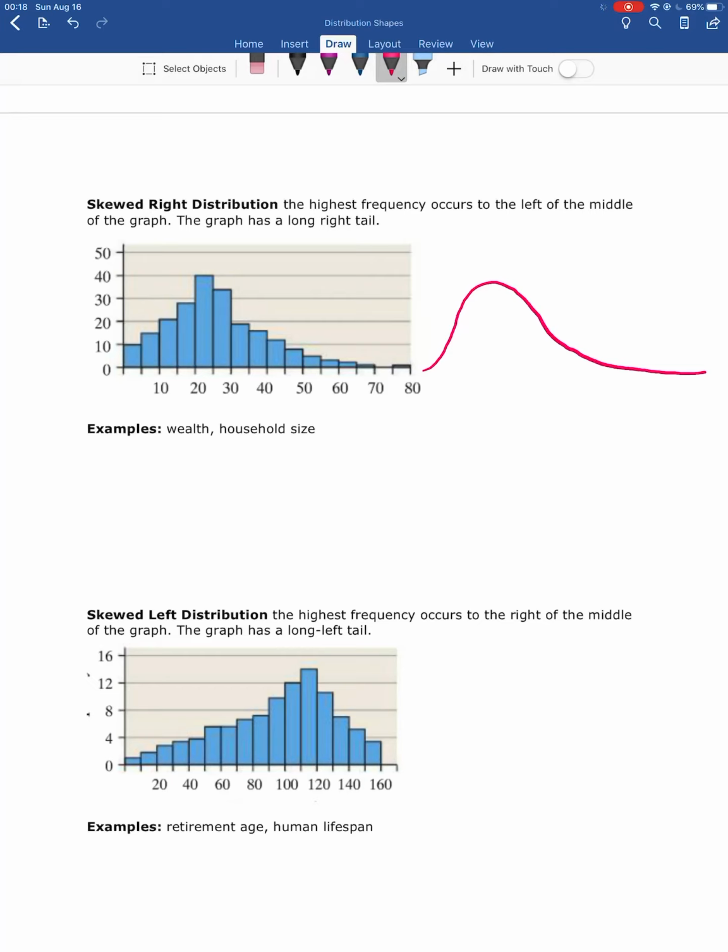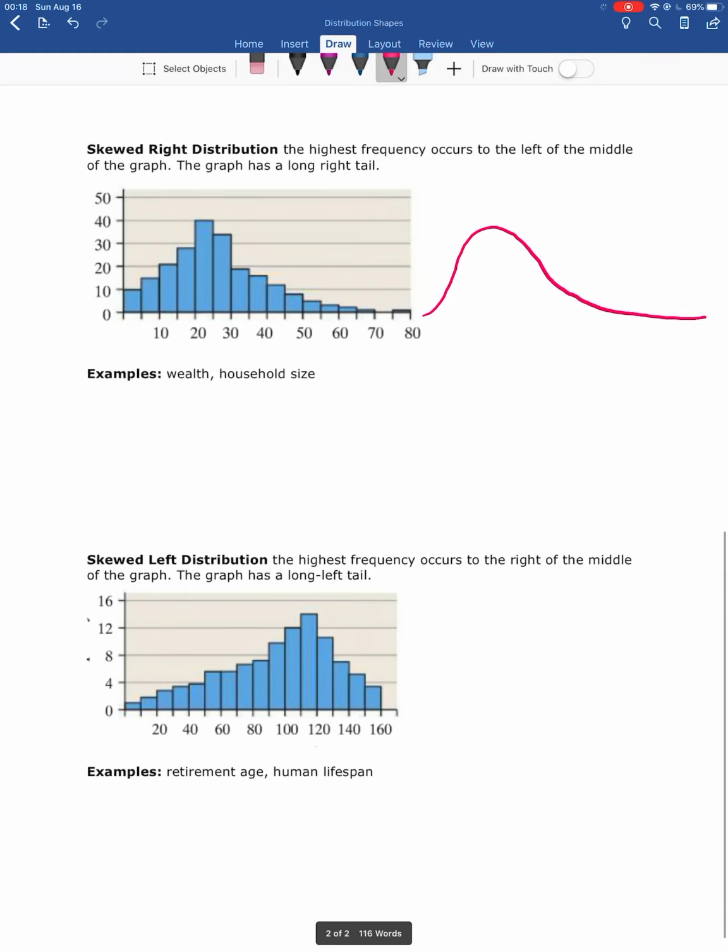Another one is household size. Most people have a household size between 1 and 4, but then you have some large families, like the Duggars. I don't know if anyone here knows who the Duggars are. 18 kids and counting. They had a household size of 20 at one point. So they make it look skewed right. That's a skewed right distribution.